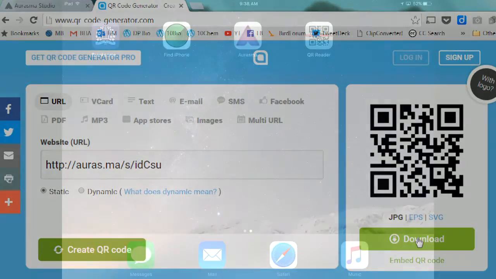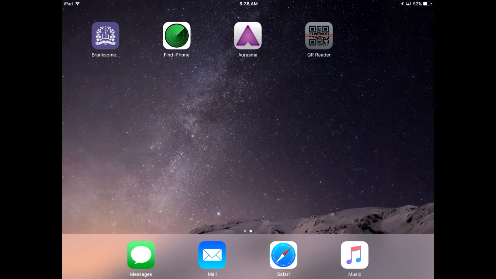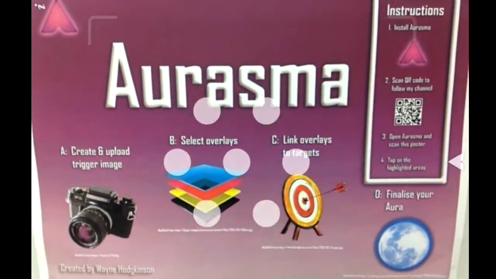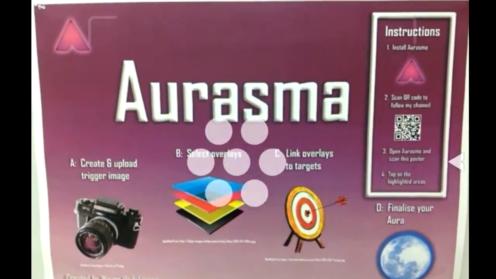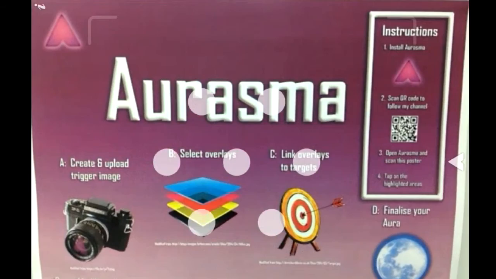As long as Aurasma is loaded on a mobile device, if a person then scans this, they will instantly be following your channel, public and private, and be able to view the auras that you have created.